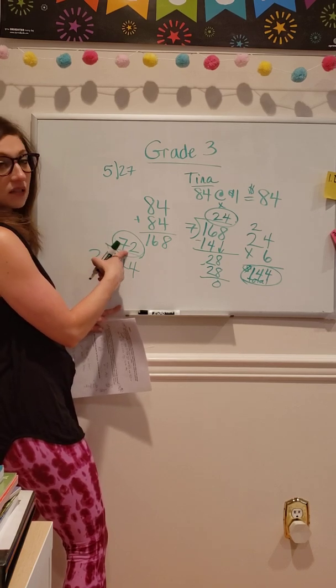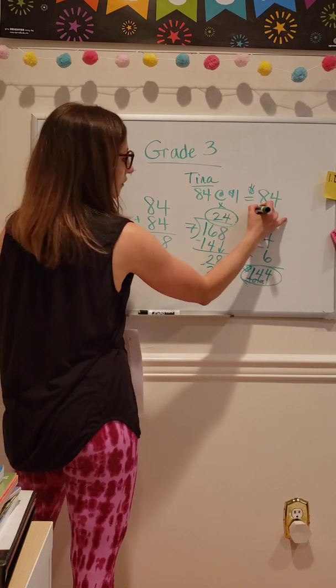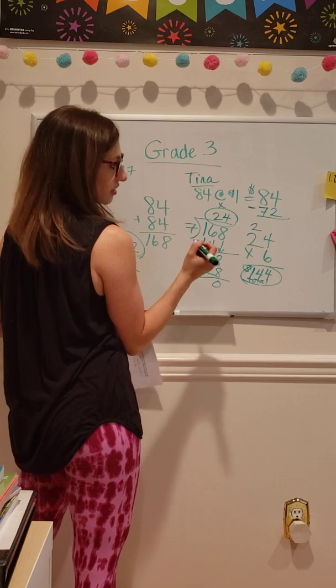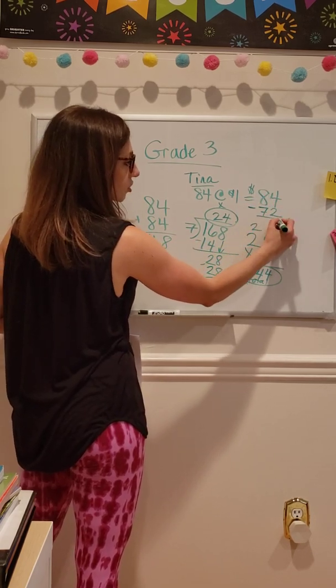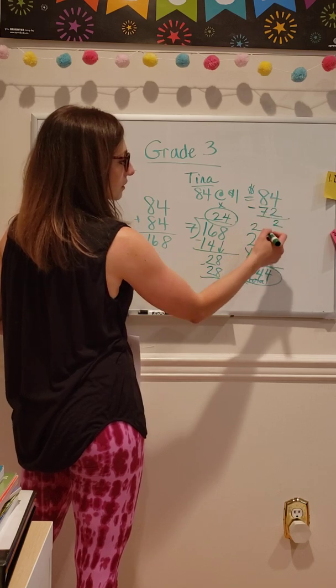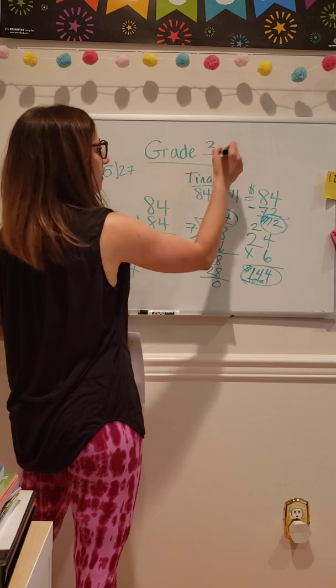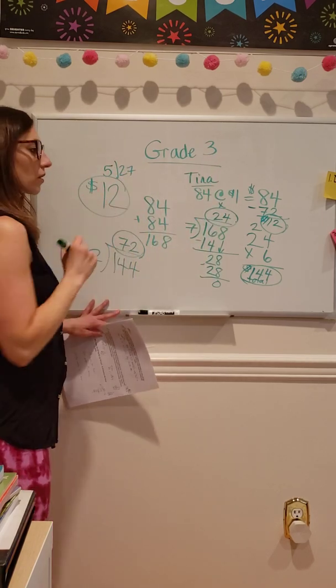But then I'm not going to stop there because it says how much money did Tina lose? So 84 minus 72 is how much money she lost by selling cookies with Sally instead of by herself. 4 minus 2 is 2. 8 minus 7 is 1. So Tina lost $12. So my final answer is $12 for this problem.